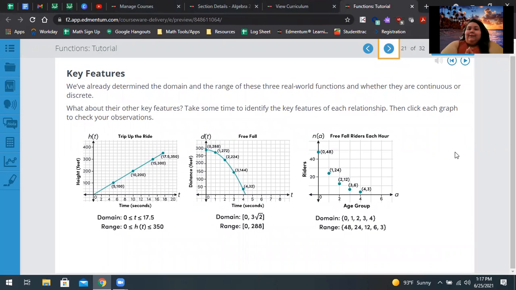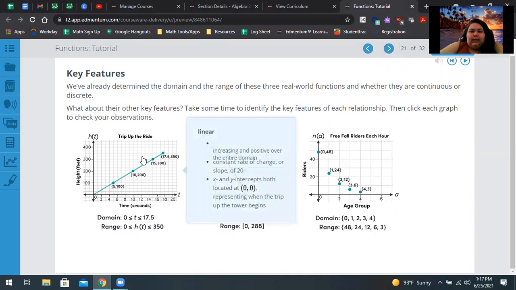Remember, key features: you can tell me when the function is positive, when it is negative. Do we have any x-intercepts? Do we have any y-intercepts? Is the function increasing or decreasing? And so on.